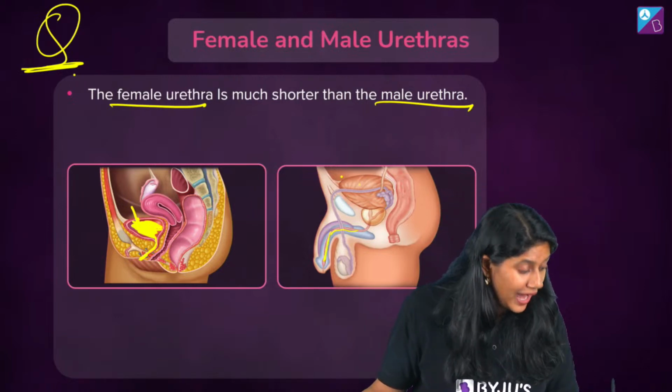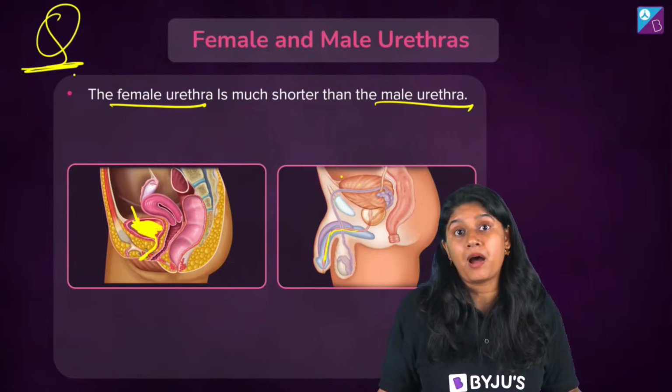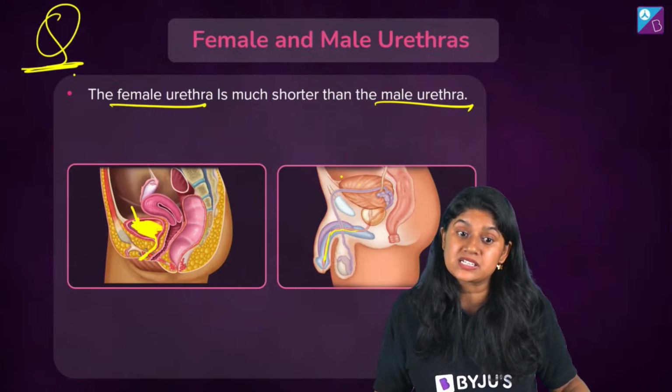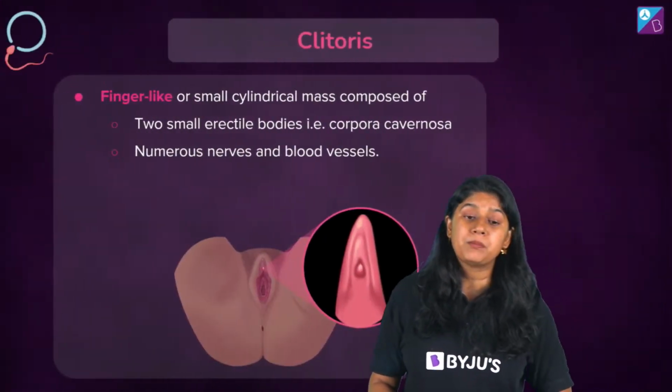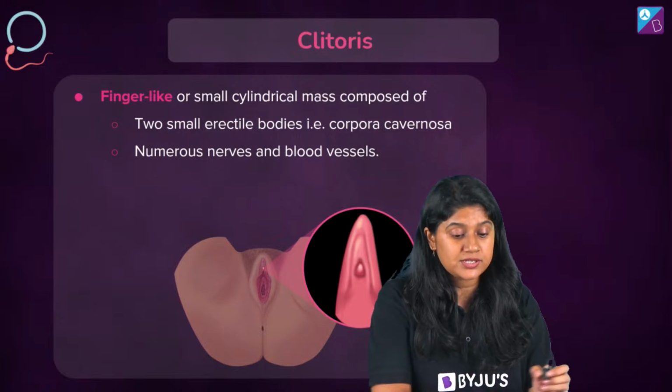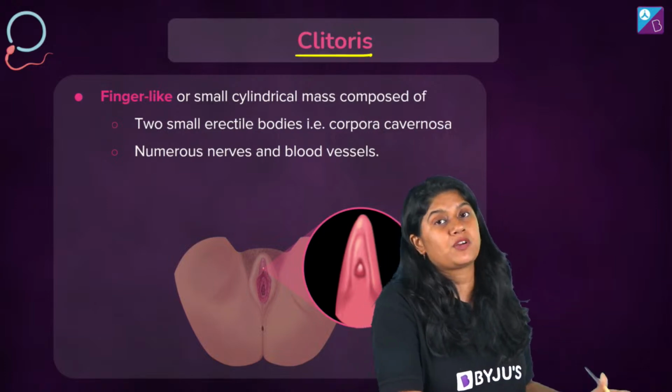Okay. Now let's move to the last part of the female external genitalia, right? And what we have is a very important part, which is the clitoris. How do we pronounce it? We pronounce it as the clitoris.